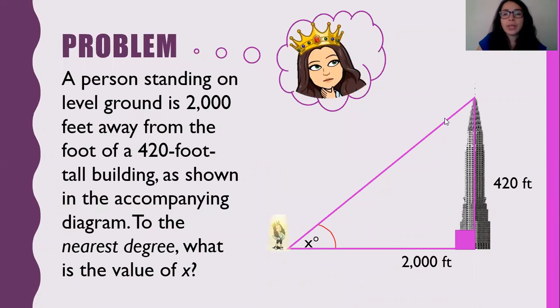Okay. All right, let's look at this because we are already running out of time. We only have 15 minutes left and it's a long lesson. So a person standing on level ground is 2,000 feet away from the foot of a 420-foot building, as shown in the accompanying diagram. To the nearest degree, what is the value of x? So last session, we did look at this problem, but we never got a chance to solve it. So hopefully we get a chance to solve it today.